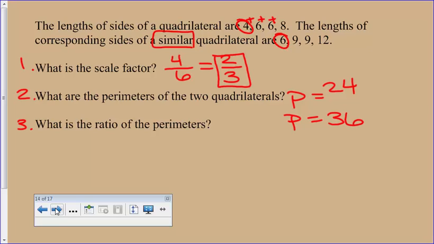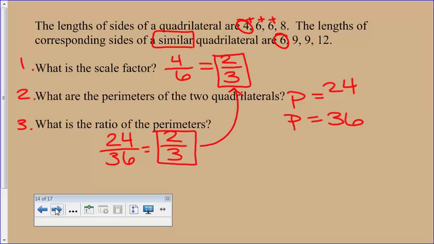And it asks for what is the ratio of the perimeters, which I started answering is 24 over 36. When you simplify that, you should get 2 over 3. What is 2 over 3? Our scale factor. So what we've just found out is the scale factor, SF, like I said I notate, is equal to PR, which represents the perimeter ratio. So you can set up the scale factor equal to the ratio of the perimeters every time, no matter what, as long as it's similar.